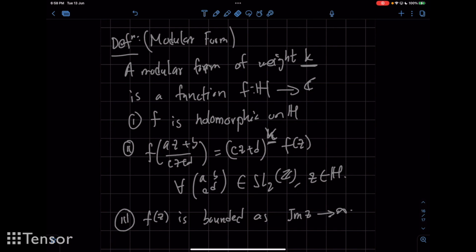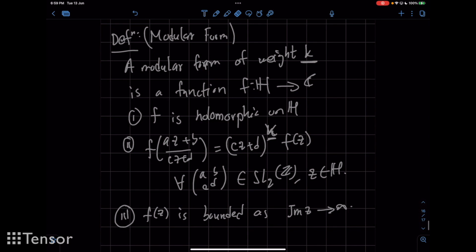Also, one very interesting fact is that these three conditions are independent. By independent, I mean that you can have a function that satisfies two of them, but not the third one. Also, the third condition is very interesting, because it allows us to write a modular form as a Fourier series expansion. Well, we shall see it very soon.